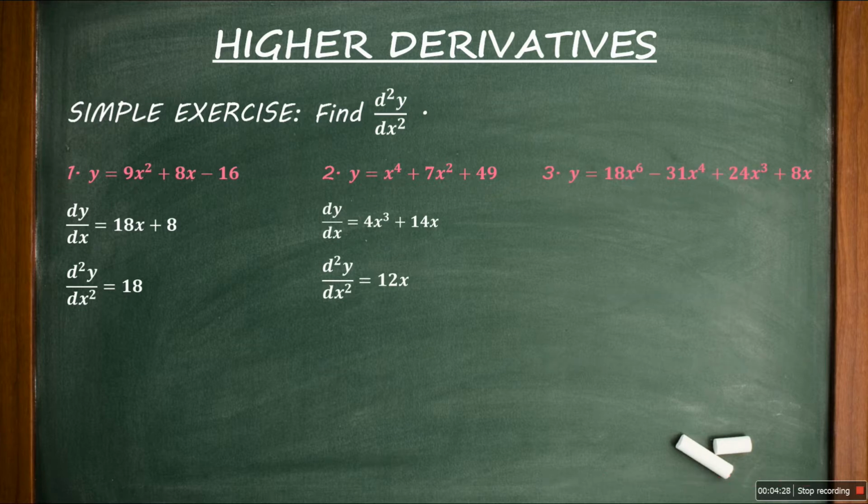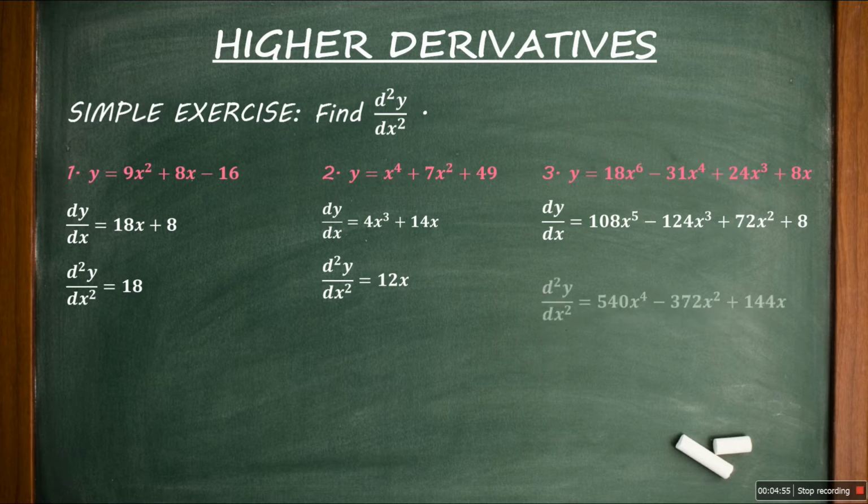And the third question, y equal to 18x to the power of 6 minus 31x to the power of 4 plus 24x cubed plus x. The first derivative we will get 108x to the power of 5 minus 124x cubed plus 72x squared plus 1. And lastly, the second derivative we will get 540x to the power of 4 minus 372x squared plus 144x.